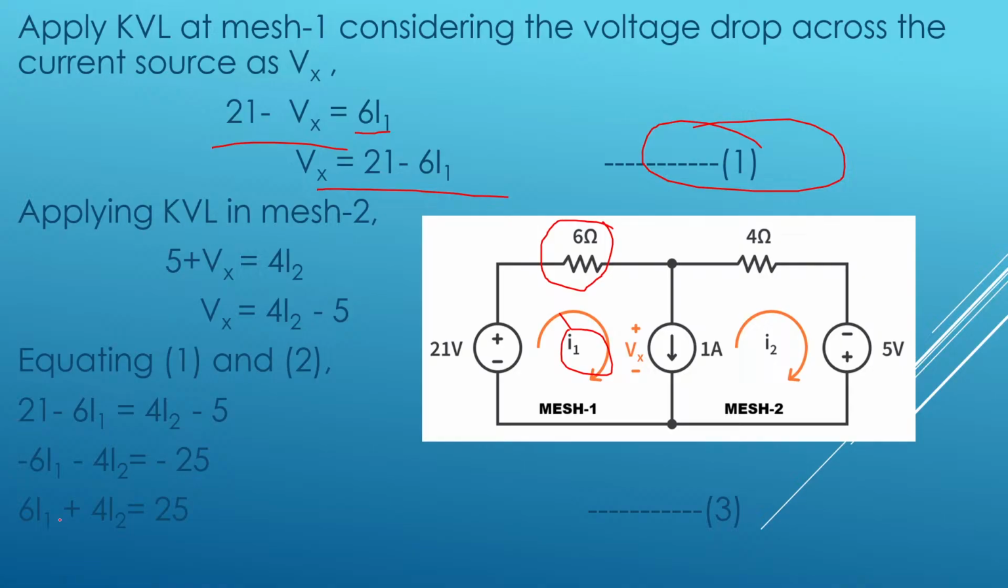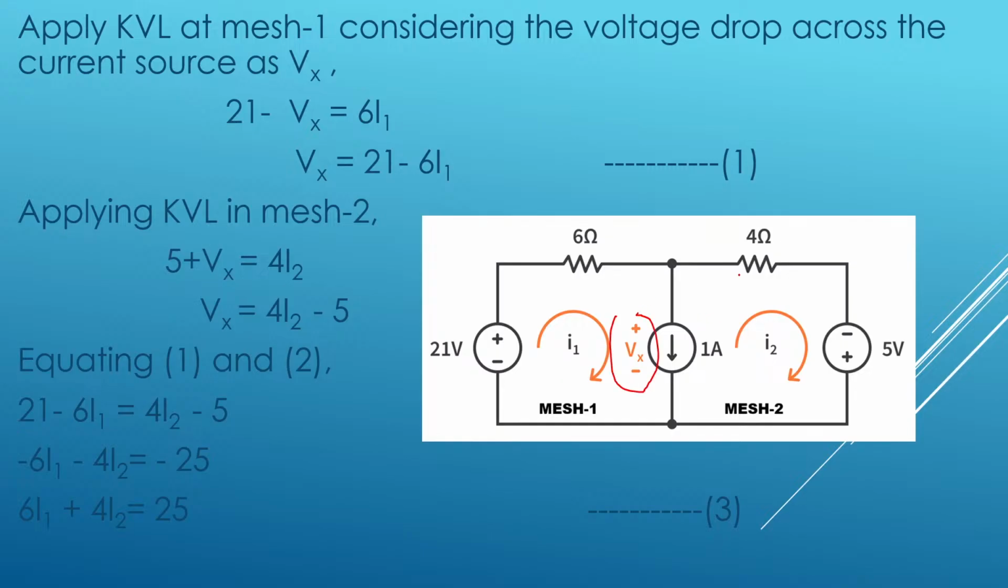Now applying KVL in mesh 2. In this mesh 2, what are the elements? Vx, 4 ohms resistor, and one more voltage source, the 5 volt source. You just observe, from this plus the current will flow like this, and from this plus the current will flow like this. They are in sync with each other, meaning those two currents coming out of these two will be adding up. So 5 plus Vx I have written.